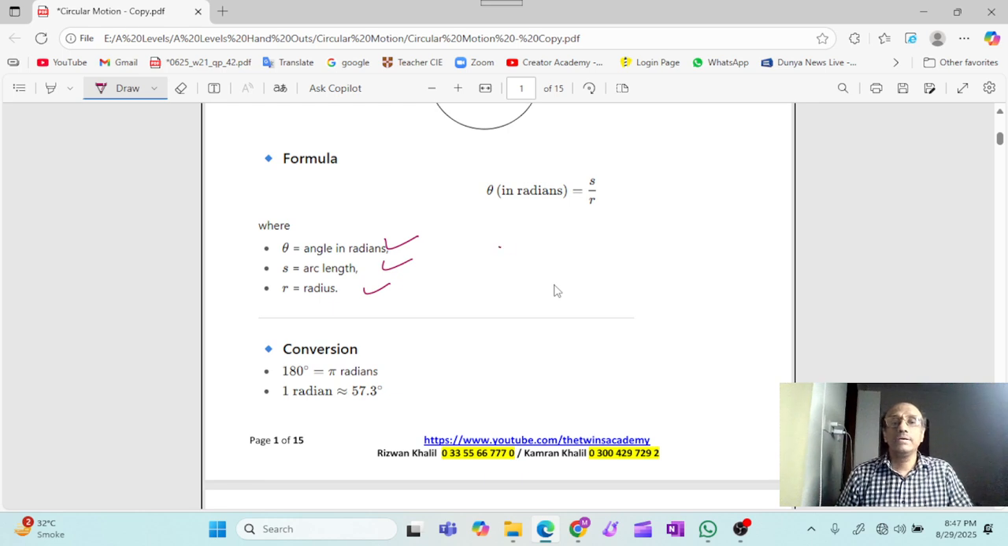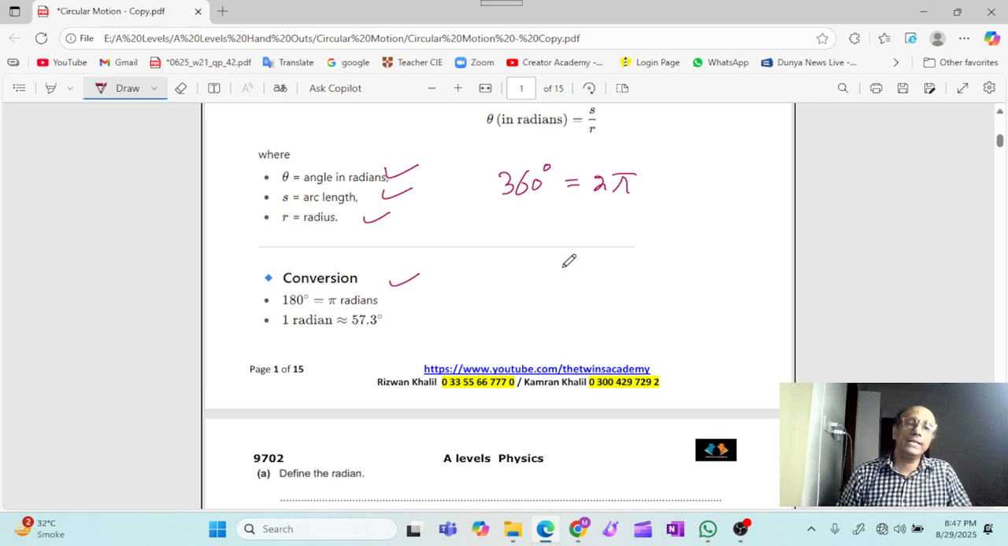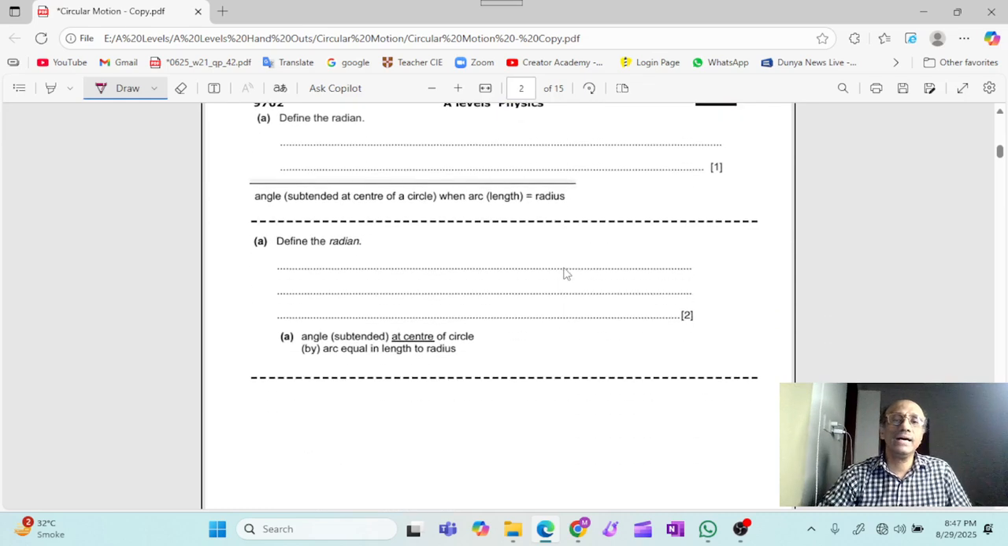Now for one complete revolution, 360 degrees is equal to 2 pi radians, and 180 degrees is equal to pi radians, and so on. So 1 radian is equal to 57.3 degrees. After that, the past paper question is related to the radian. That question may contain 1 or a maximum of 2 marks.